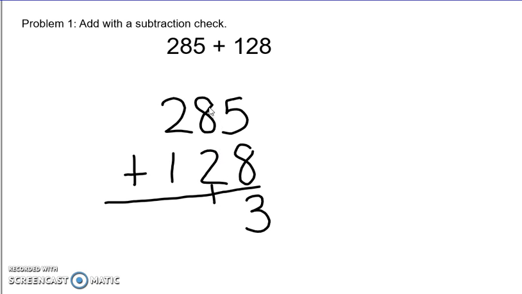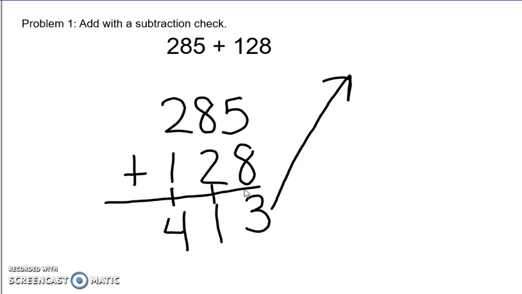Now I'm going to add my tens. 8 plus 2 is 10, plus 1 is 11. So I'm going to place the 1 in the tens column. I'm going to place the other 1 in the hundreds. And then we're going to add our hundreds. 2 plus 1 is 3, plus 1 is 4. Now, I'm going to use subtraction to check my problem.